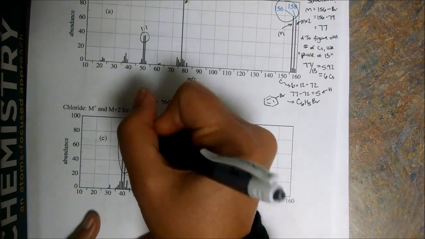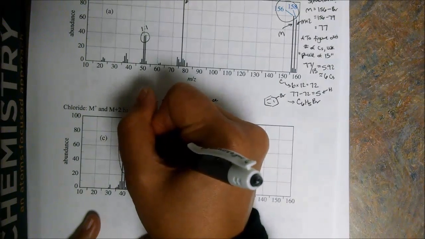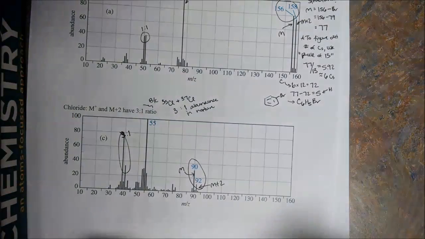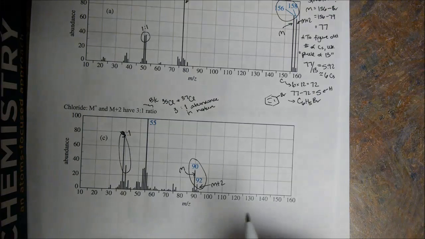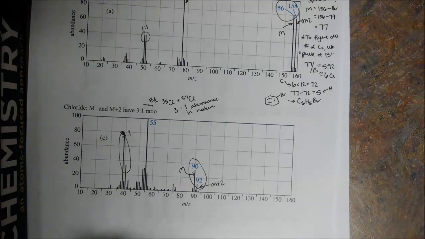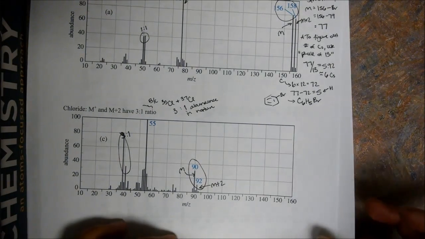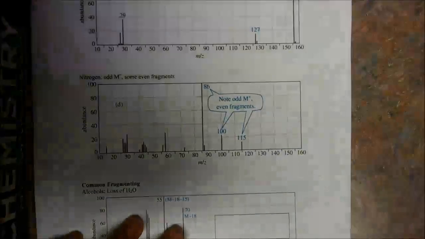Here it is, 3 to 1 again. So this ion will also have the chlorine in it. The M and the M plus 2 are present in a 3 to 1 ratio. I'm not even going to go through and deduce the possible structure because it's not worth our time.